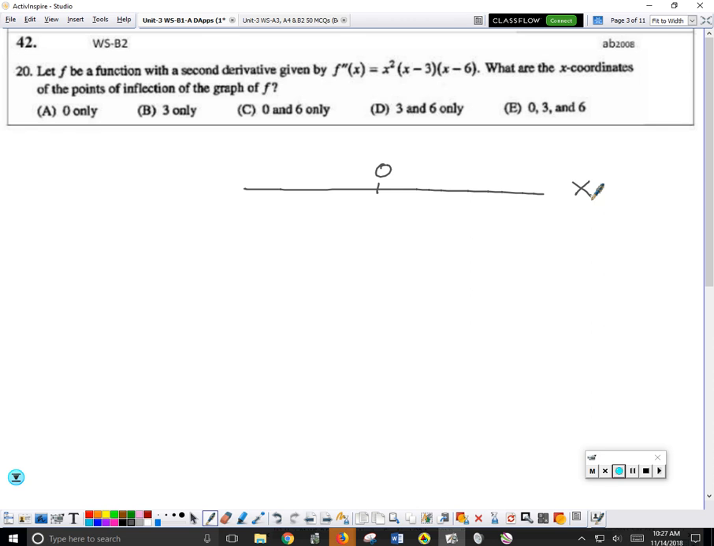Cool. So what's next? What's the next step? Like the x squared and then x minus 3 and x minus 6? So the next step is we're listing the factors of f double prime. Point 2 for Hayden.